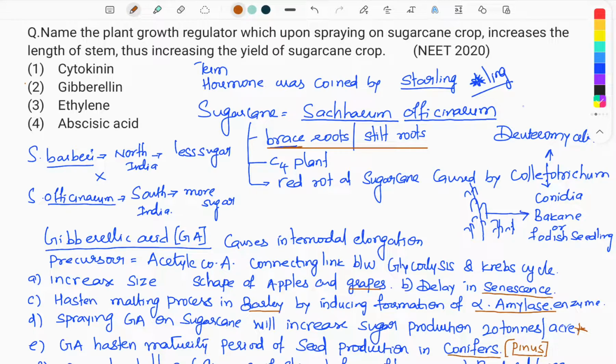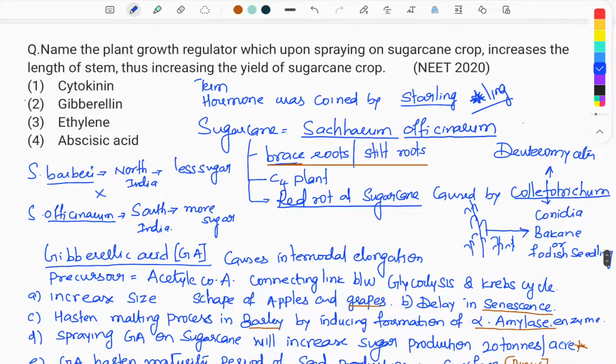And sugarcane is affected by a disease called red rot of sugarcane. Red rot of sugarcane is caused by Colletotrichum falcatum. Colletotrichum falcatum is a member of Deuteromycetes, that is fungi imperfecti, and it reproduces asexually by means of conidia.